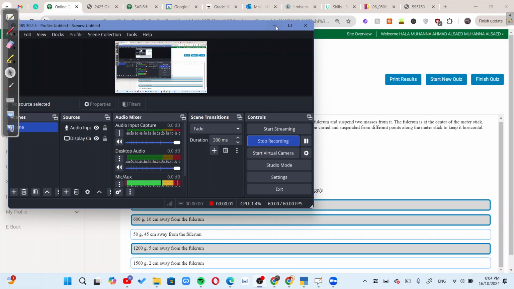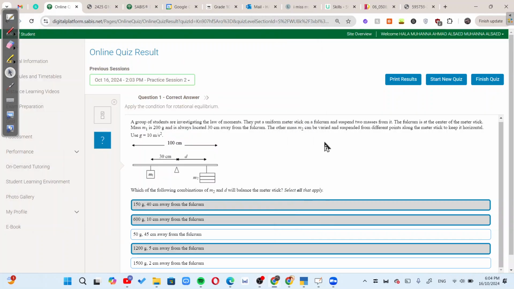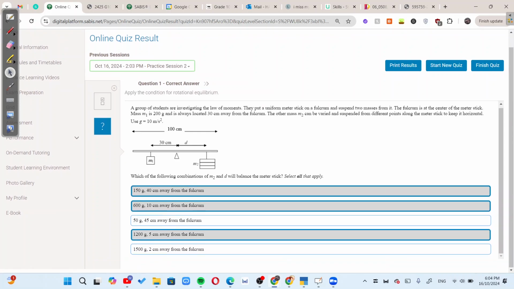Hi everyone, so today we're going to be solving the week 8 physics AMS quiz. This week it's really easy if you know the right rules to use. Okay, so here in front of us we have question 1.